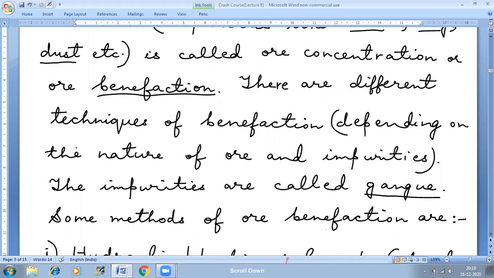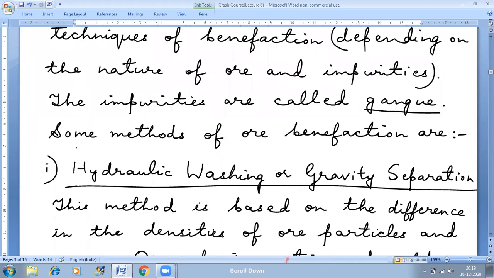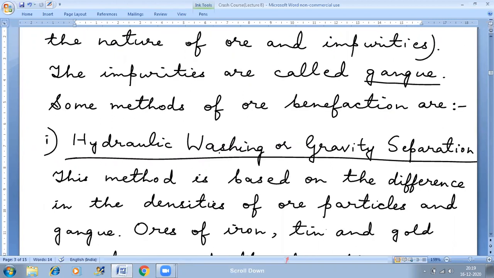So there are different techniques. We will study some of them. The first technique that we are studying is hydraulic washing. Hydraulic washing is also called gravity separation.